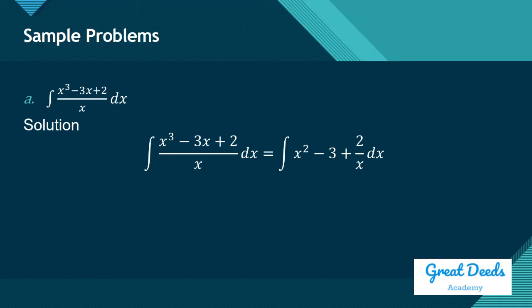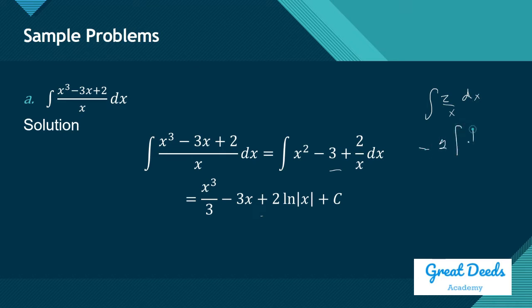Here we can apply the linear property of the integral. For the first term, we can apply the power rule: you add 1 to the exponent and then divide by the sum of the exponents. The integral of 3 dx is just 3 times x. Then plus the integral of 2 over x dx, which is equal to 2 times the integral of 1 over x dx. And you know this to be equal to ln of absolute value of x.